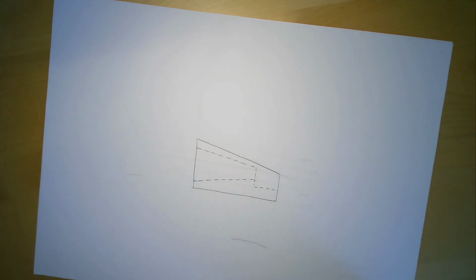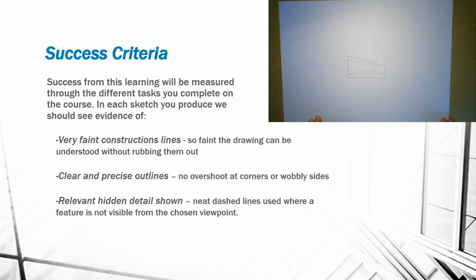So to summarise what we're looking at, in the drawings you're producing for your courses, you should be able to show us that there are very light lines you're using to help build up. And sometimes you just go straight for the shape very lightly and have a little bit of overshoot. I used a grid in this example. Very clear, precise outlines, the corners nice and neat, no overshoot, and no curves and bobbles on the sides, just nice and neat lines. And you've shown the relevant hidden detail using dashed lines through the product. That's what we're going to be looking for. So we'll look forward to seeing your finished work showing this standard.